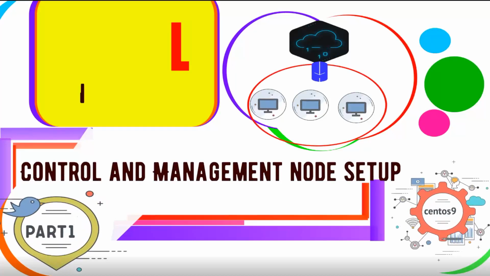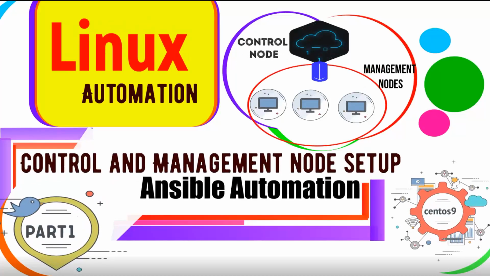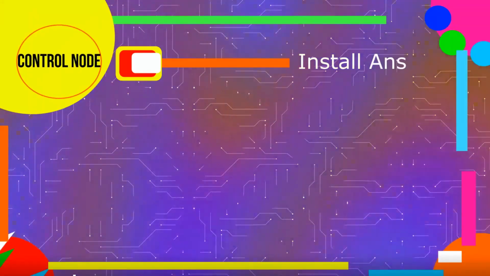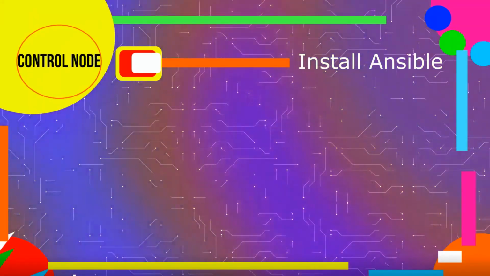For Ansible Linux automation, we need to set up a control node and management node. First, we will discuss the control node setup. Control node setup: install Ansible.